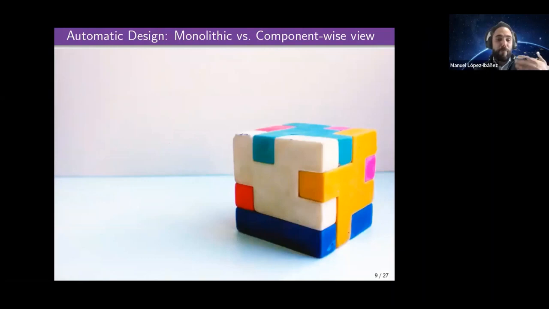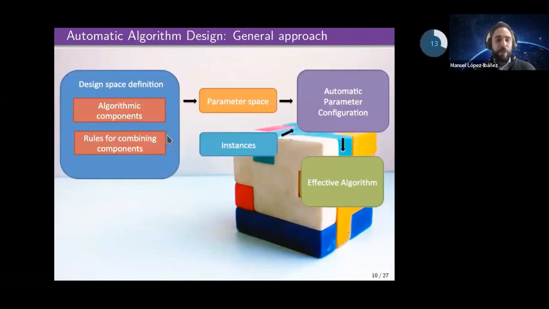And this is the motivation for this idea of component-wise automatic algorithm design. So the idea is that let's open the space, let's define this design space, and let's have available these components as a library of components. And then let's define rules that actually lead to creating valid designs by combining these components. And whatever way we define this design space, this can be by means of an algorithmic template, or it can be by means of a grammar description.